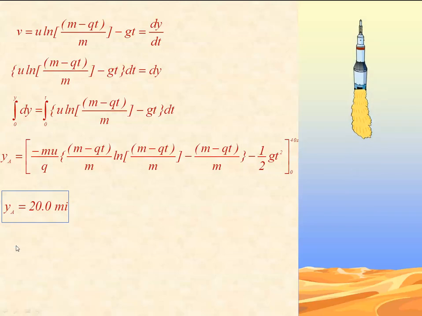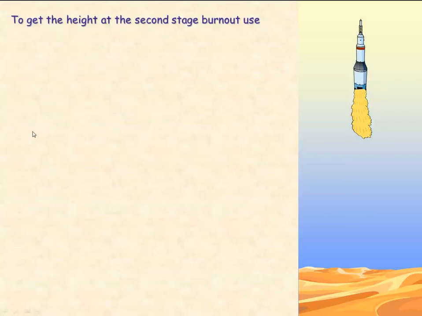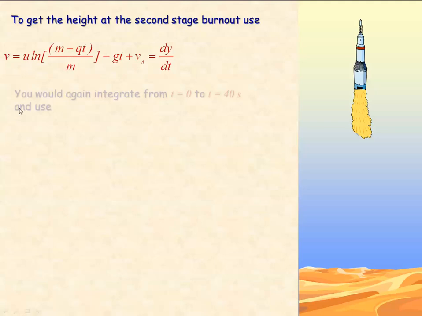Okay. Now, the next thing we're going to do is get the height at the end of the second stage burnout. We're going to use that equation for velocity that we had from the previous. Now, what we're going to do is another problem where we have an initial velocity of v sub a. So when you do all that stuff we did before, you'll end up with a v sub a term that we didn't have before, because the initial velocity on the first stage burnout was 0. Okay. So you have that equation right there.